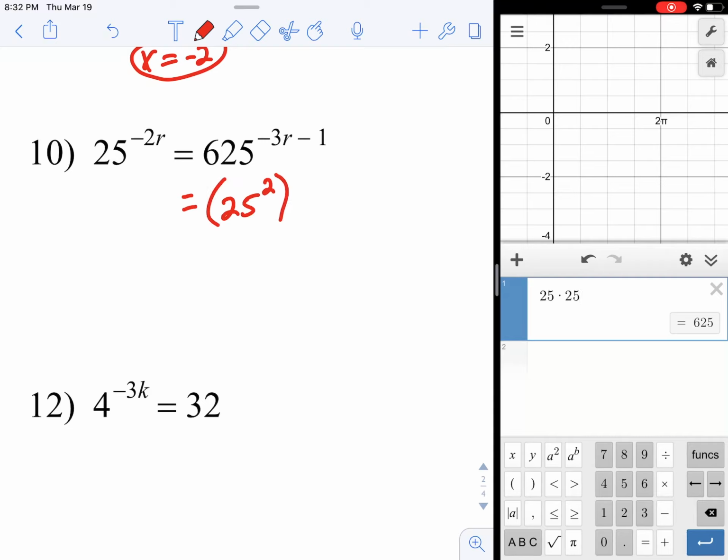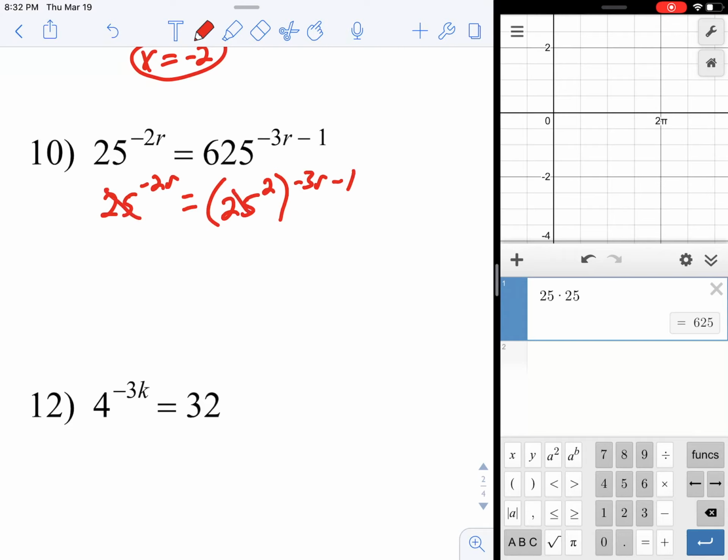But what about the power that's already there? Well, it's still there. Let me bring this down. So this is what we're looking at here. Oops, there's an r there. So we got the bases to match. I turned 625 into 25 squared. I used the calculator over there to the right to do it.